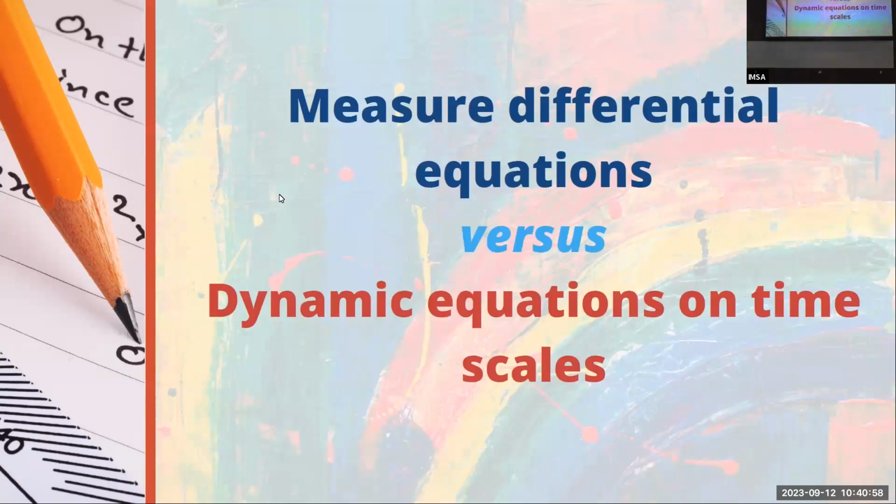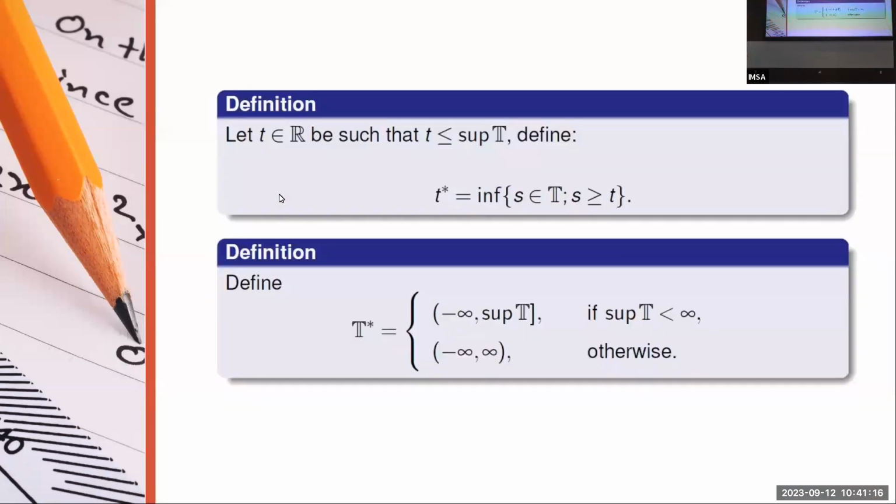Now what is nice here is that we can relate measure differential equations with dynamic equations on time scales, which means that we can also relate dynamic equations on time scales with generalized ODEs. These measure differential equations can be related with generalized ODEs. In order to do that, we need to define this operator, the star operator, which is the infimum of the points in the time scale that are bigger or equal to t. And since our time scale can have holes, we need to define the extension of the time scale, the time scale T star: from minus infinity until the supremum of the time scale if the supremum is finite, and the real line if the supremum is infinite.